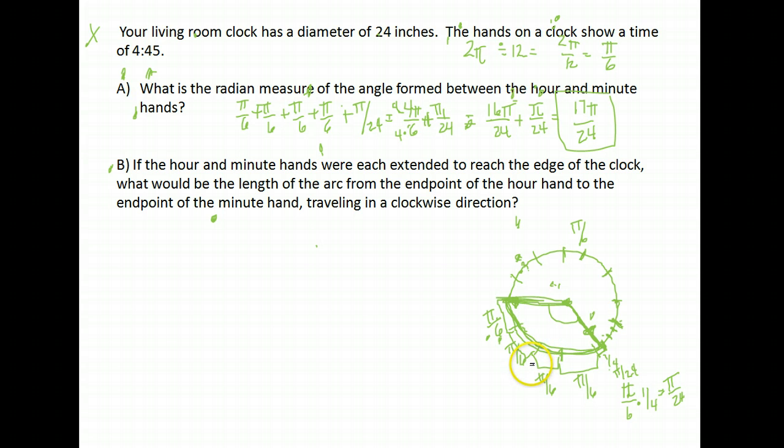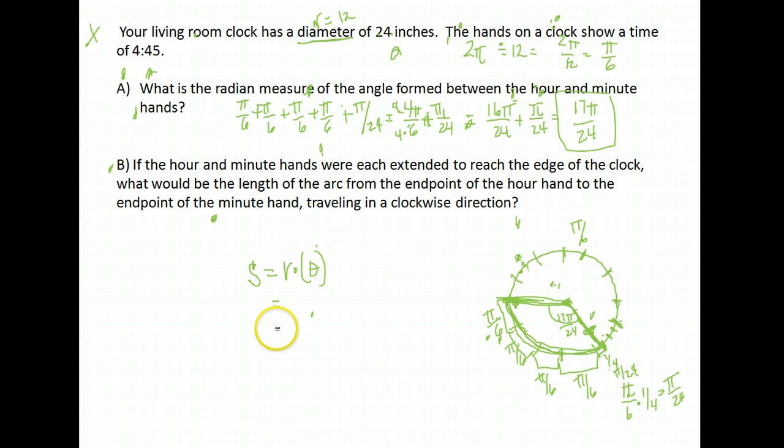We want the actual arc length. The formula for arc length is S, which stands for the arc length, I know, weird, equals the radius times the angle theta, which is the radian measure of your central angle. We found that. We know that it's 17 pi over 24. So part A comes in handy. All we have to do is multiply that by the radius. What is the radius of our clock? Be careful here. It said the diameter was 24 inches. We want the radius. Remember, radius is half of that. So our radius is 12.